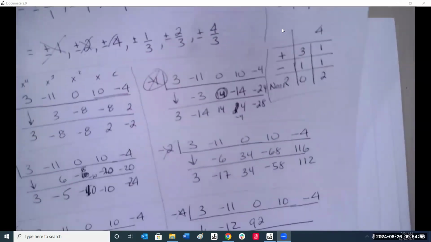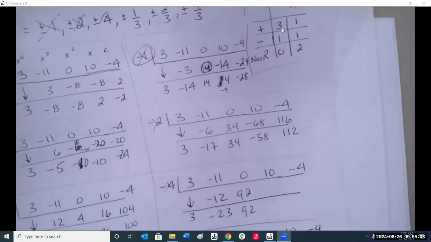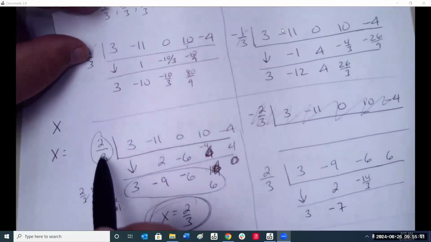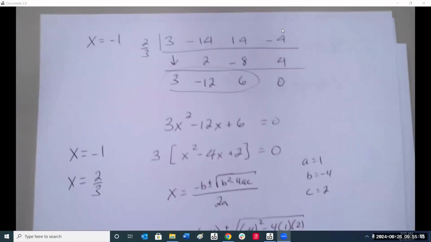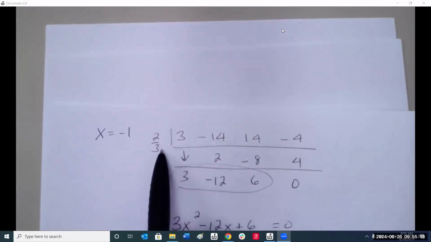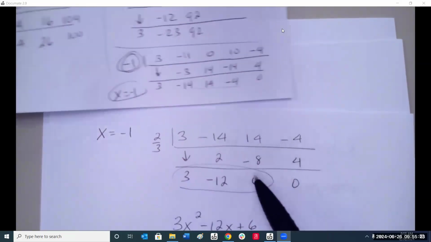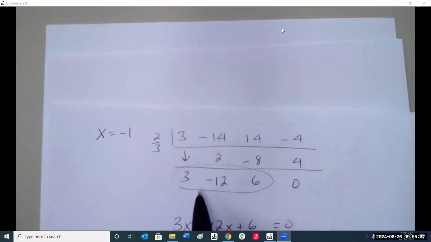So -1 actually works, which gives me this to work with. So since I know that 2/3 works, I can plug it into the one I had here earlier. The one I just found here. I could plug that one in there. 2/3, and it worked again, which then gives us this quadratic equation.